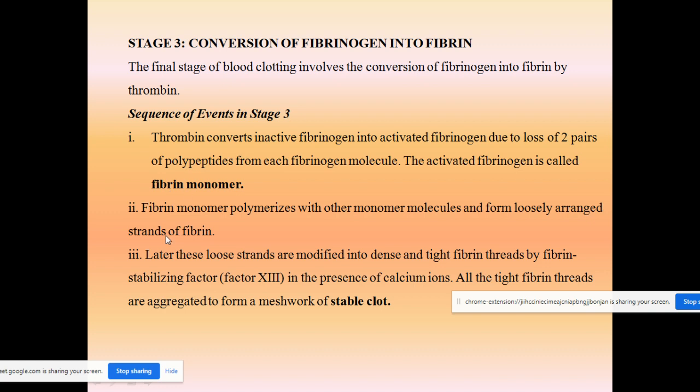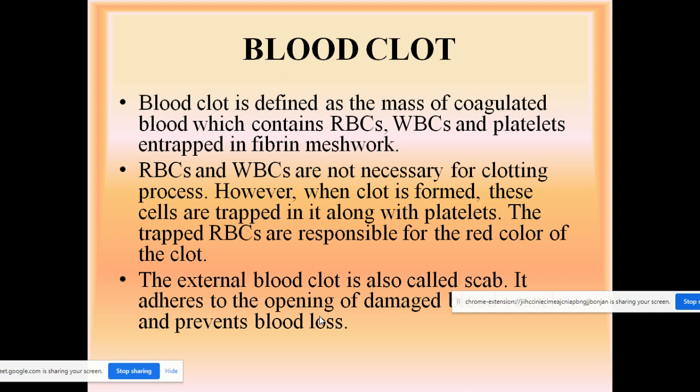A fibrin monomer will polymerize, joining together with other monomers to form a polymer, but it will be in the loose form. Later, the loose strands, by the stabilizing factor 13 and the presence of calcium ion, will be converted into a tight fibrin and form a meshwork of stable clot at the site of injury. That is all that is happening in blood clotting.